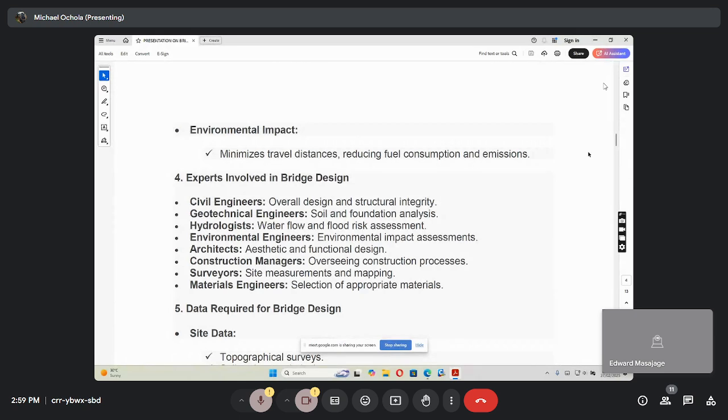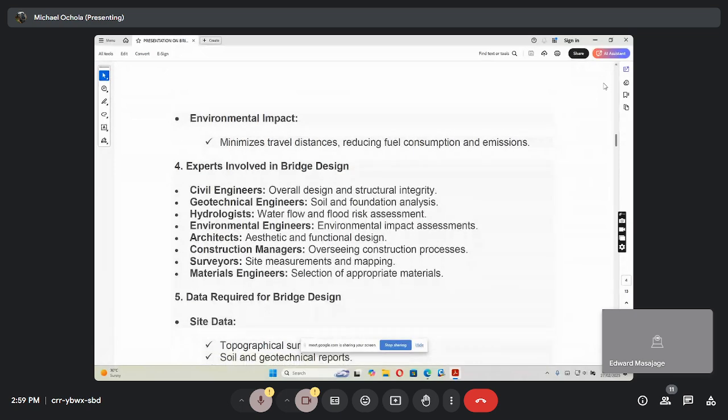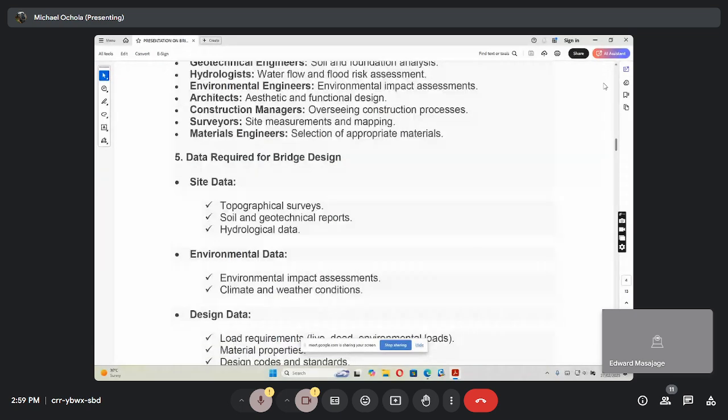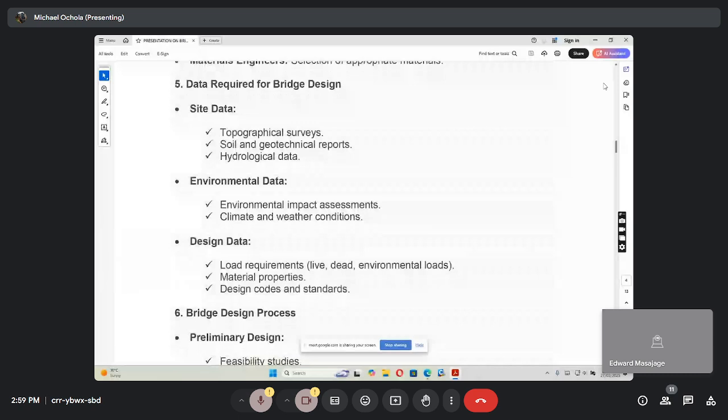Basically, but we shall talk more about the different players. Now, for the data required for you to design a bridge, okay, you have a team.